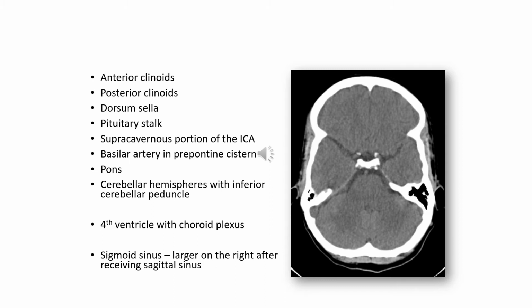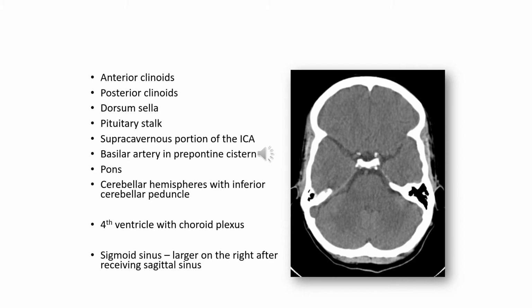If we go back to the main image, again we can see the basilar artery in the prepontine cistern as part of the basal cisterns of the brain. The blue arrow shows the pons, and at this level the purple arrows show the inferior cerebellar peduncle, these low attenuating, very dense white matter projections into the cerebellum itself.